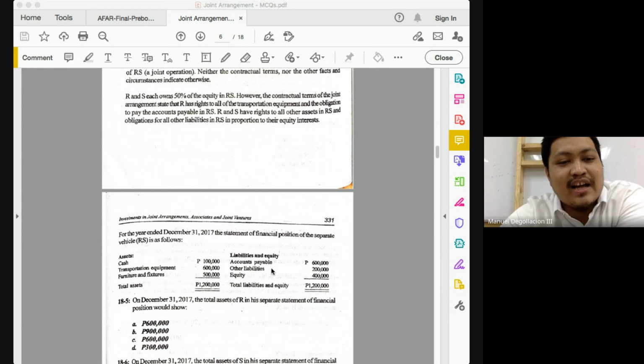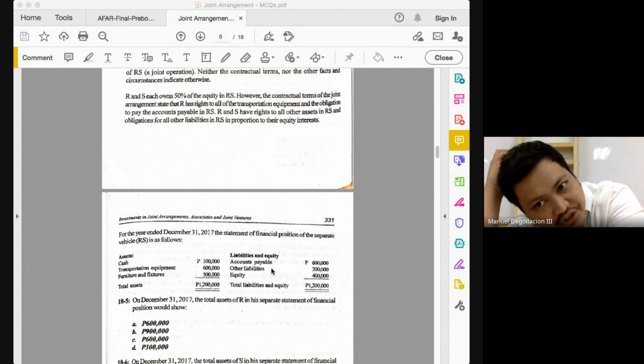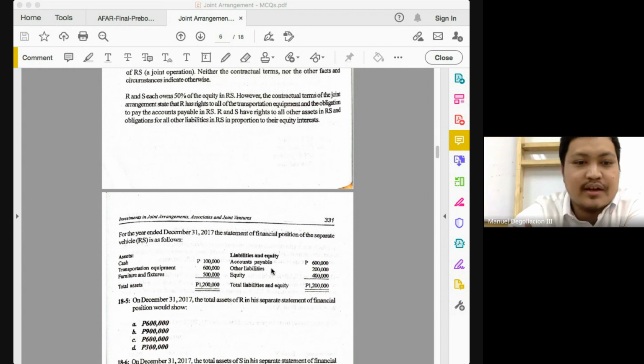Okay, so was cash specified to anyone? The answer is no. So what will happen to the cash? It will be split between the two parties. How much will be the share of R then in the cash? 50,000. The transportation equipment, will this be split between the two? No, because again, this will be solely attributable to R. So you give the entire 600 to R.